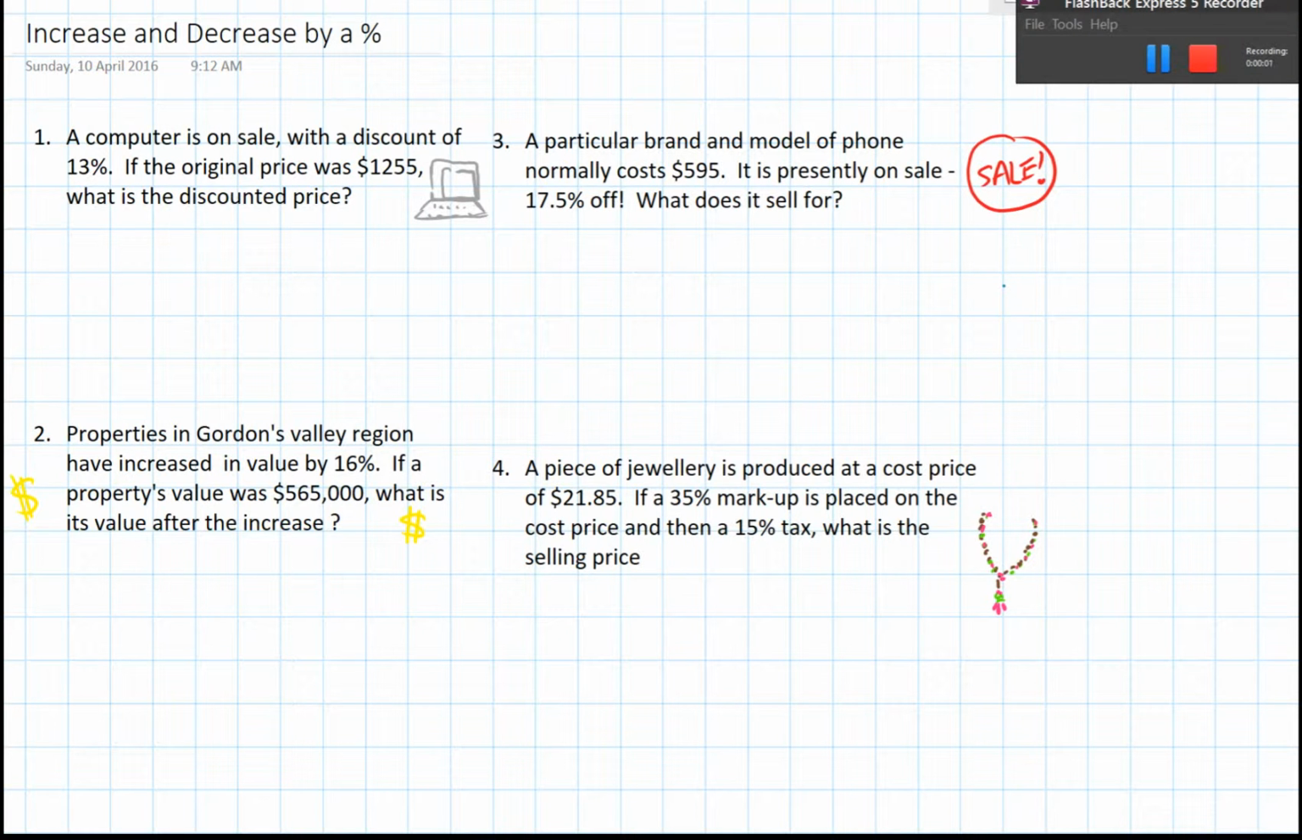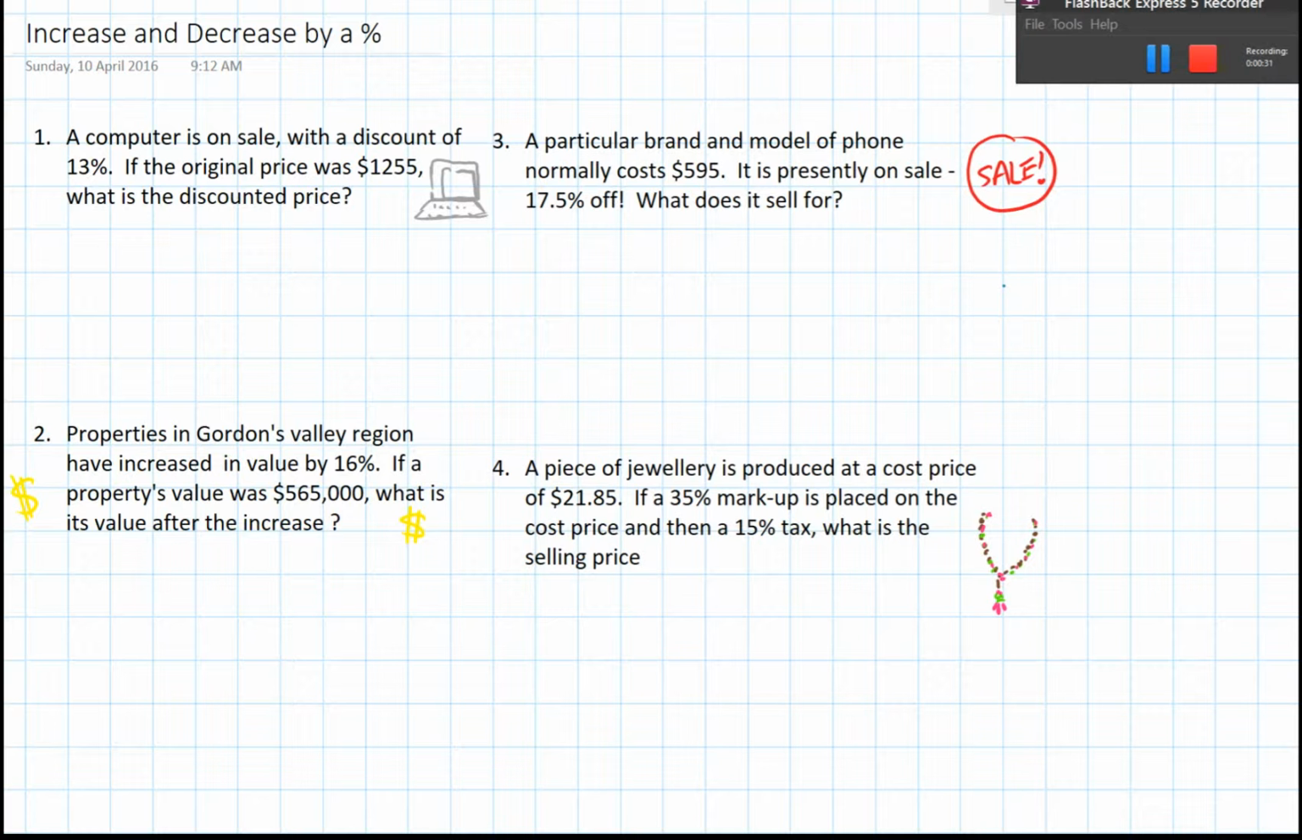Hi there. This video is going to show you how to increase and decrease by a percentage. So we've got a computer which is on sale. The discount is 13%. If the original price was $1,255, what is the discounted price? So with a discount of 13%, that means that we're going to take off 13% of the original price.